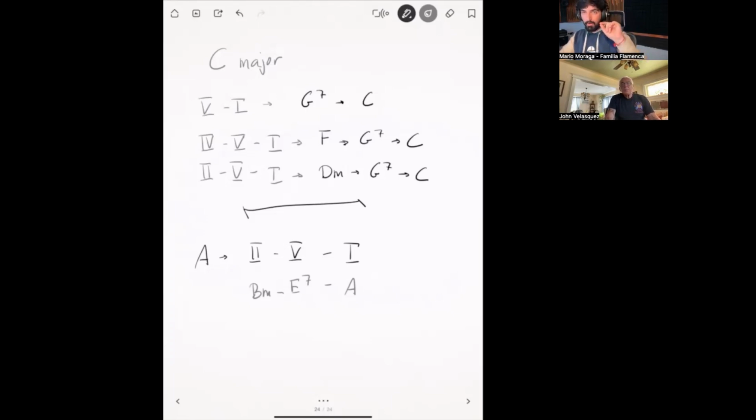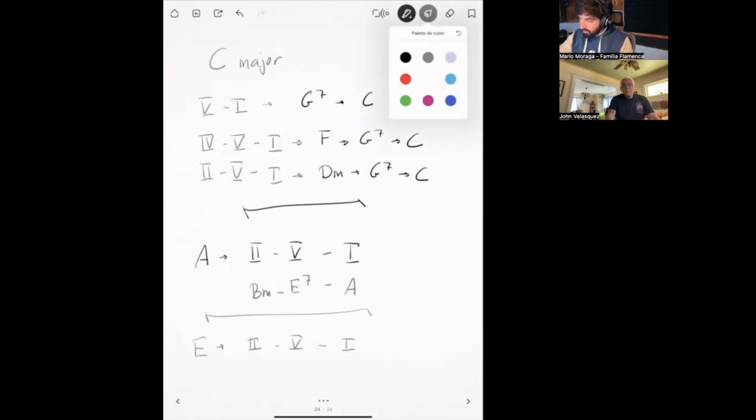I don't remember. Okay, but it works for majors. So let's do another example. Imagine that we want to arrive to E major. So we want to do the 2-5-1. Let me know which one are there, Johnny. So we want to arrive to E.